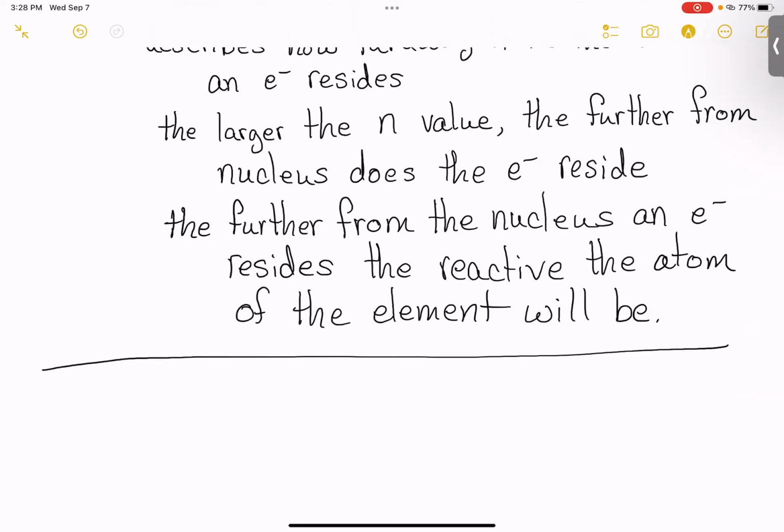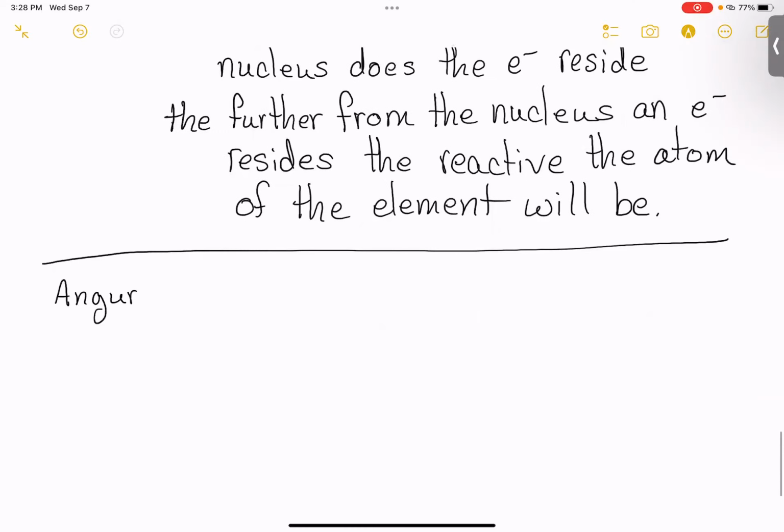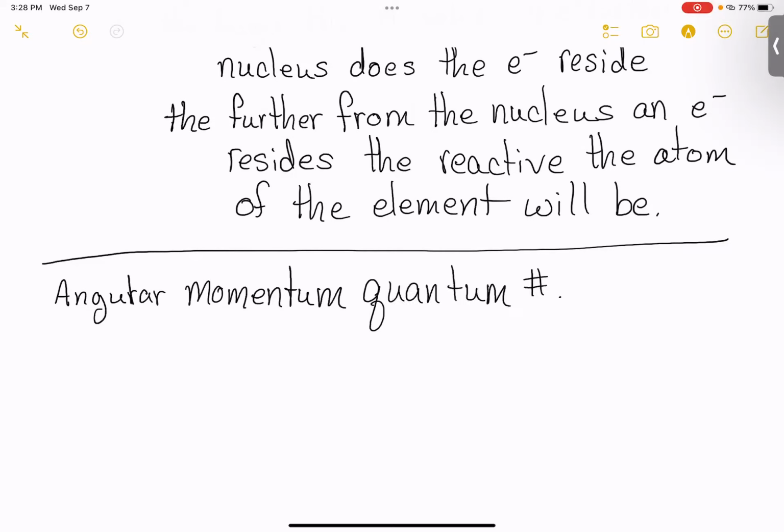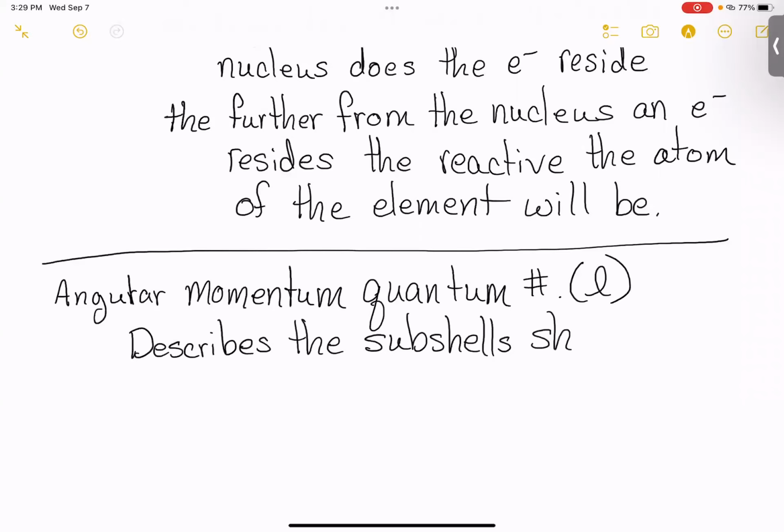Now, the angular momentum quantum number, which is represented by an L, describes the subshell's shape where the electron can be found.